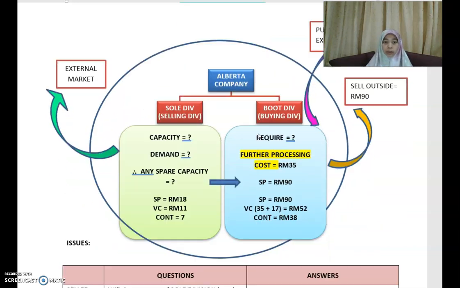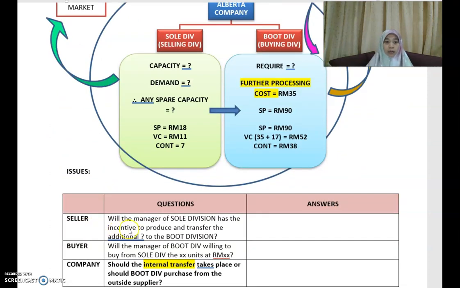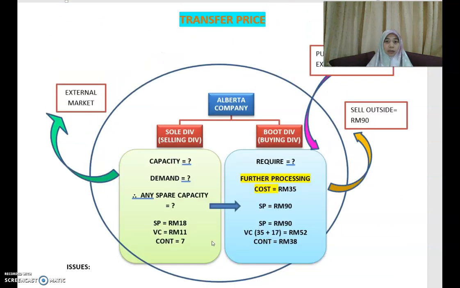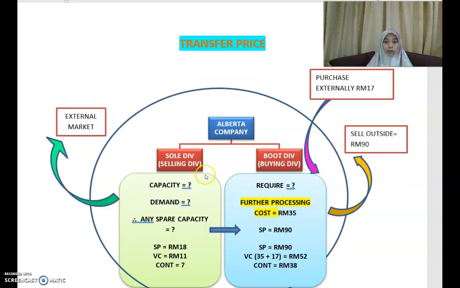So what's the issue? The issue here will be, will the manager of sole division have the incentive to produce and transfer how many units to the boot division? What's the issue here? When you have a transfer price, that means these two divisions are in the same company. So why not boot division, instead of purchasing externally at 18, just acquire that sole from the sole division? Why don't you acquire that input from the sole division rather than purchase it from the outsiders?